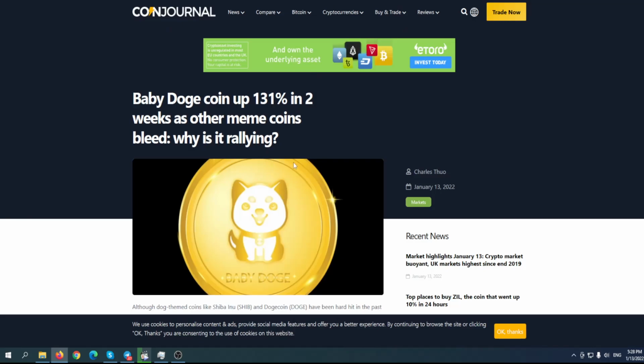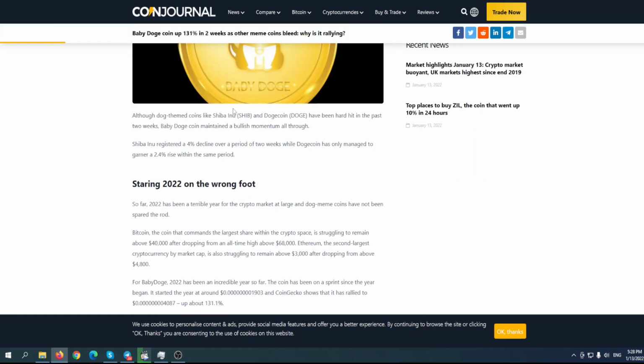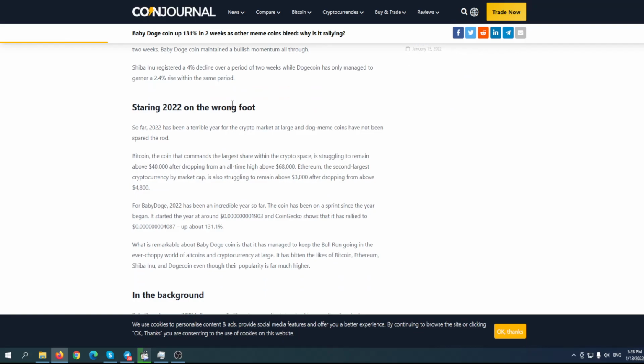Baby Dogecoin up 131% in 2 weeks as other meme coins bleed. Why is it rallying? Starting 2022 on the wrong foot. So far, 2022 has been a terrible year for the crypto market, and large and Doge meme coins have not been spared the rod. Bitcoin, the coin that commands the largest share of the crypto space, is struggling to remain above 40,000 after dropping from an all-time high above 68,000. Ethereum, the second largest cryptocurrency by market cap, is also struggling.